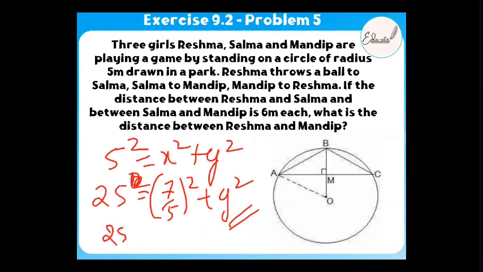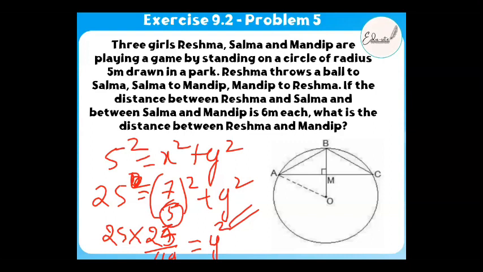Again, what is 7 square by 25? Let's put it this side. So if we send it this side, it will become 25 minus 49 over 25. Is it right? Yes. Correct? This is equal to y square. How did we get 25? 5 square.